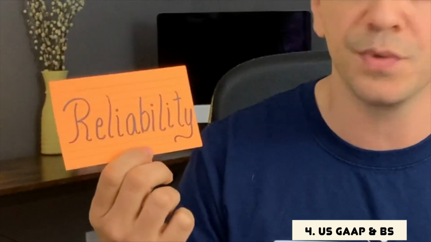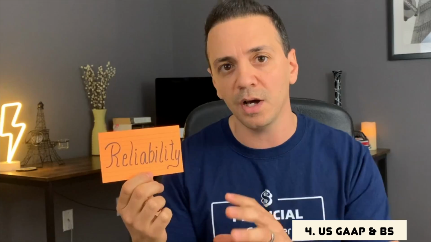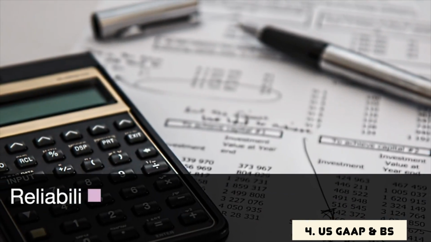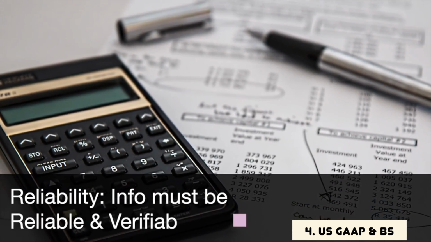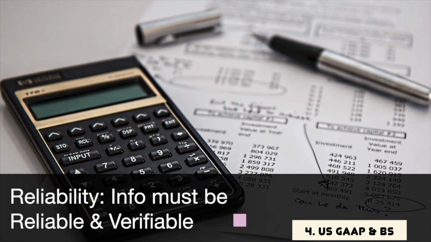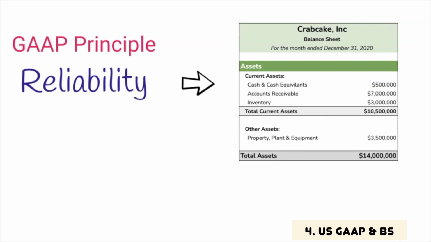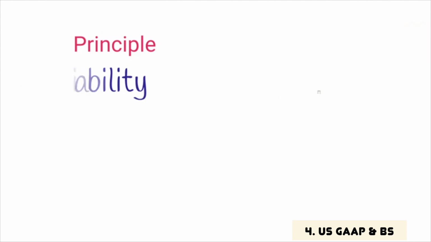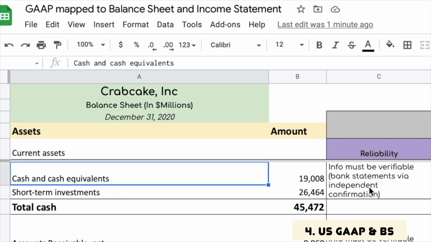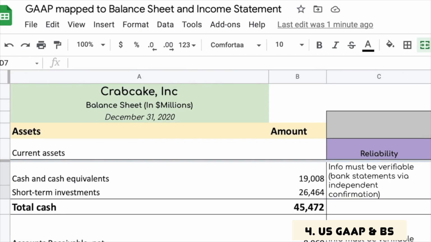The reason why I say that my college professor never taught me this way is because, for example, one of the principles, reliability, the way that we learned in college is that the information on the financial statements needs to be reliable and verifiable, right? But what I'm going to do today is map it into the actual financial statement. So I'm going to take reliability and map it into the balance sheet. So we'll jump into my computer here and I'll show you, line by line on the balance sheet, how it ties into the GAAP principle that is most applicable.